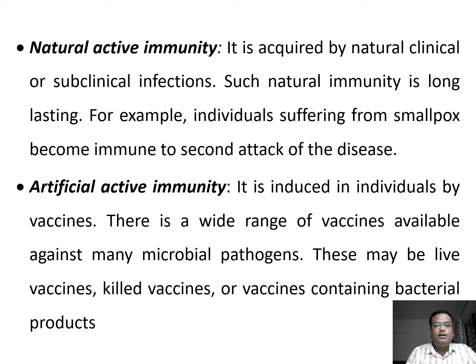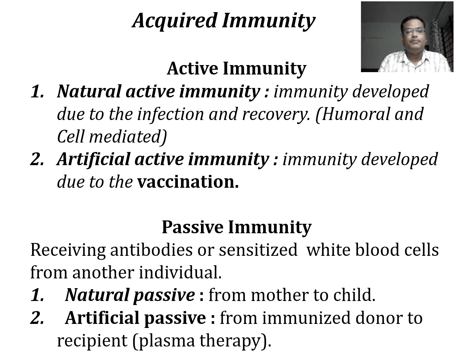Now, natural active immunity is acquired by natural clinical or subclinical infections. I already gave you the example. If I develop immunity due to the infection, that is called natural active immunity. If I develop immunity against a particular disease by taking vaccines, then it is called artificial active immunity. And this one we already discussed.